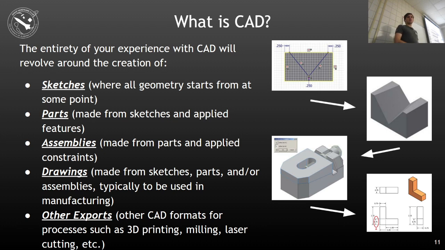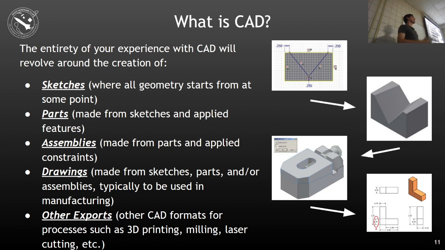The entirety of your experience with CAD will revolve primarily around the generation of some of these things right here. So, sketches. This is where every CAD file starts at some point. You're making some sort of a loop, like a rectangle, a circle, some weird outline of something. You're then going to use that sketch and manipulate it to make some sort of a feature. For example, you can make a sketch of a square, and then you can apply an extrude feature that brings it up and turns it into a 3D box shape.